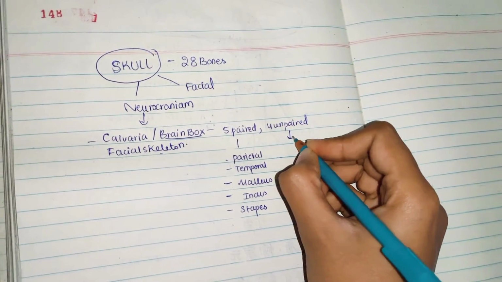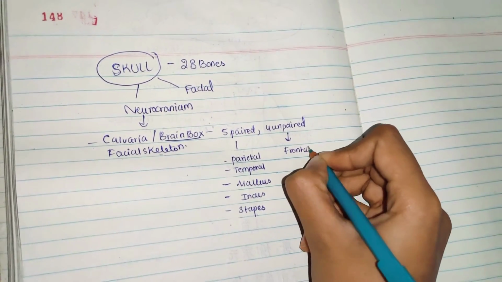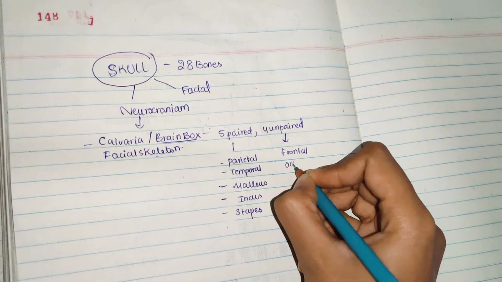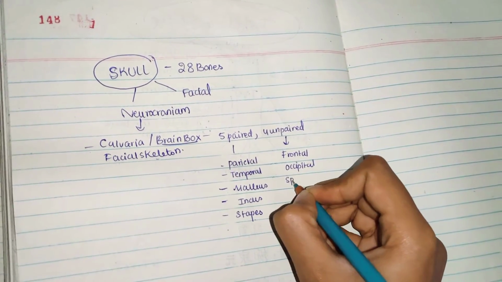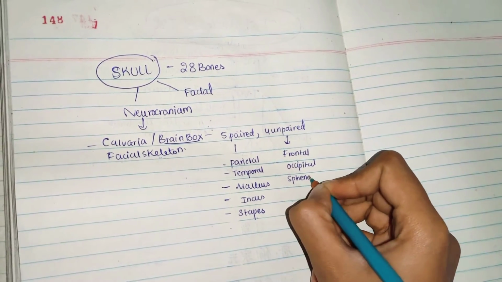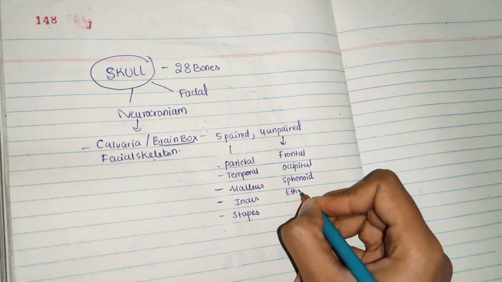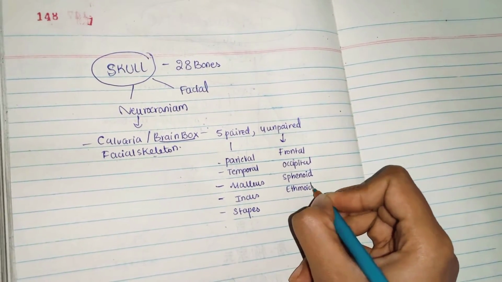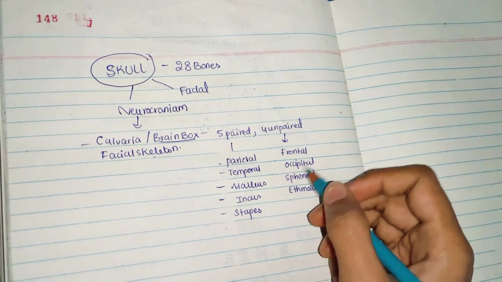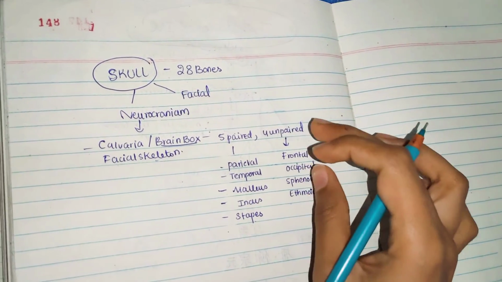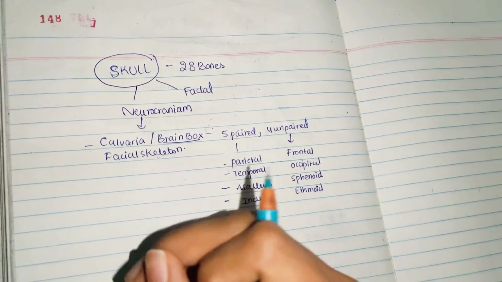So what are the unpaired structures? The unpaired are frontal. If you say frontal bone, it is a single bone. And you have an occipital on the back side, which is also a single bone. And you have a sphenoid. Sphenoid, it's a butterfly shaped bone. So it is also a single bone. And coming to ethmoid, ethmoid is present in between the frontal bone. There will be a middle space. There the ethmoid will go and sit. So that is also a single bone. So these are the single unpaired bones, and these are the paired bones of calvaria. So we have got the calvaria.